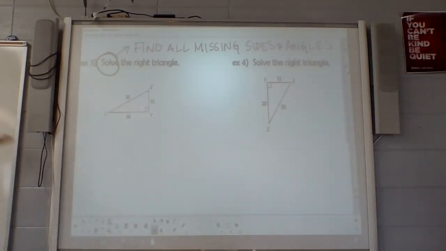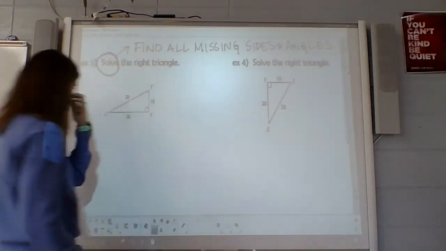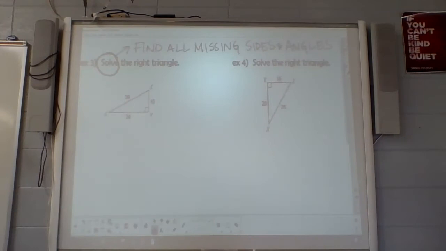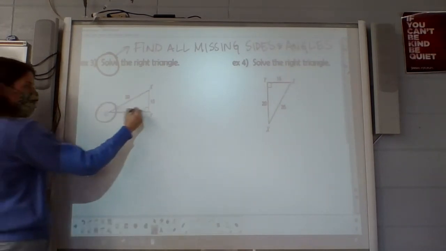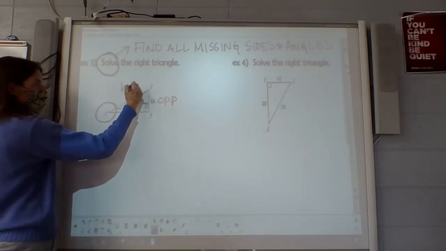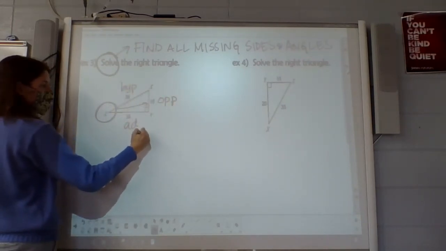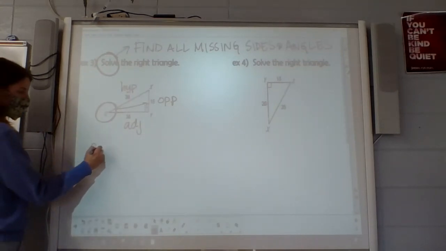So in example 3, you can start with either x or y, it doesn't matter, your preference, or x or z, I guess. We'll start with z. So I'm going to label everything based off of z. So I have my opposite, I have my hypotenuse, and then my adjacent. And then again, we get to pick our favorite trig function because we can use whatever one we want because we know all three sides. Just because I feel like we haven't used it recently, let's use cosine.